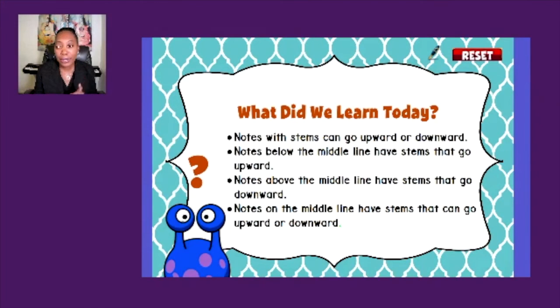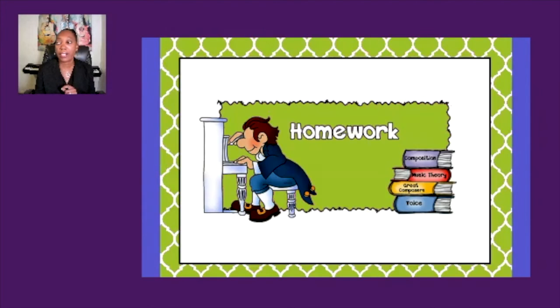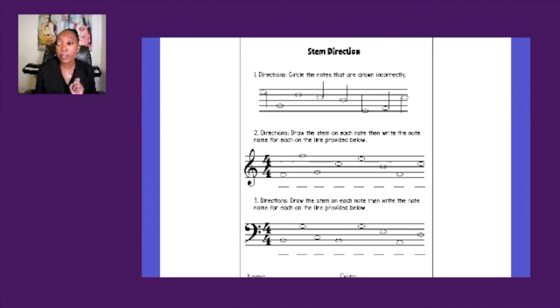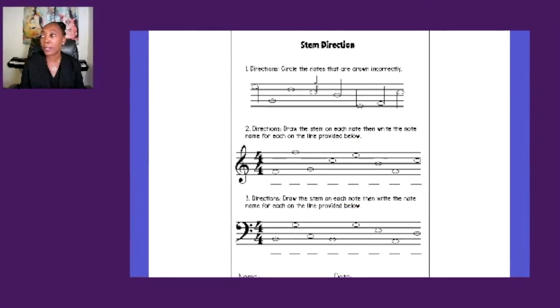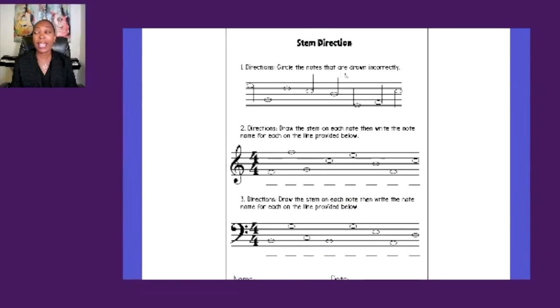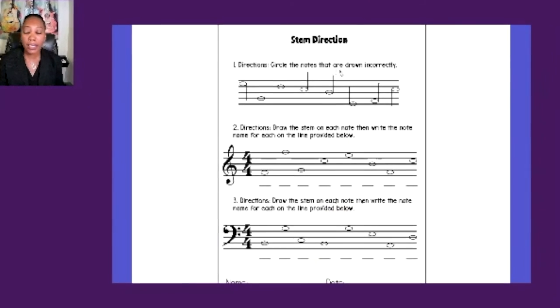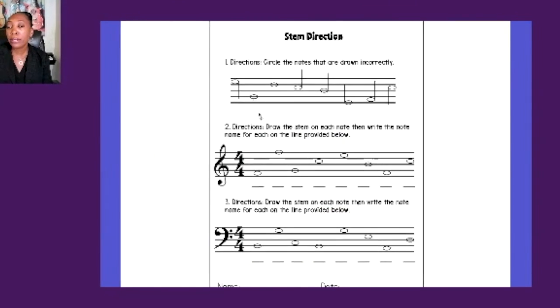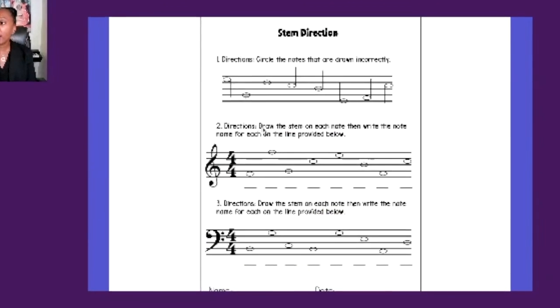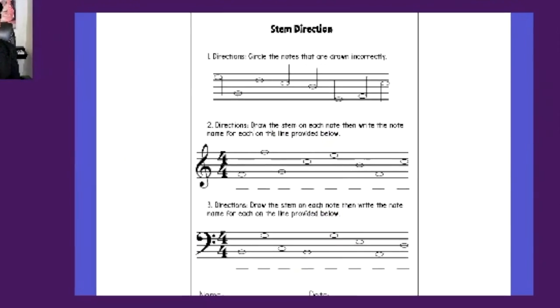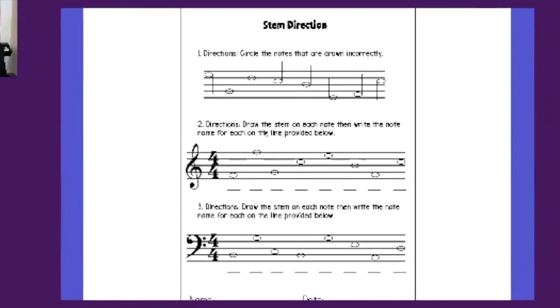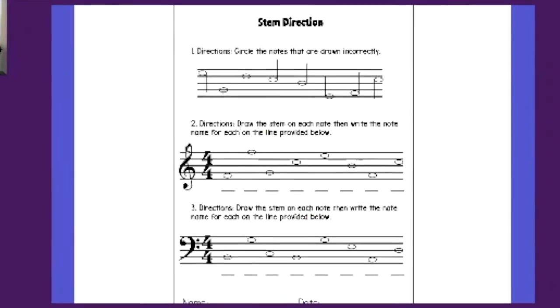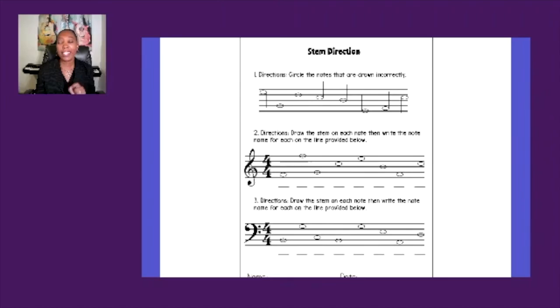All right, now let's talk about today's homework. Our homework for this lesson is to circle the notes that are drawn incorrectly. So you should know how the notes should be drawn. And then you have to draw the stem for each note and then write the name of the note. We have a treble clef here that's provided.